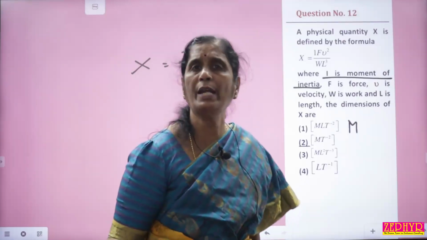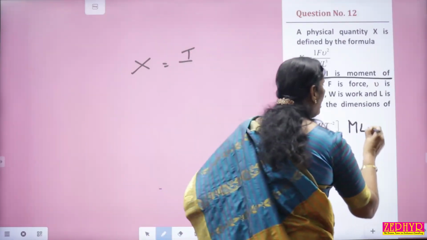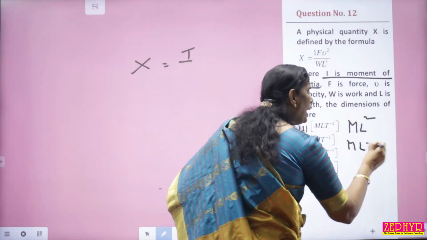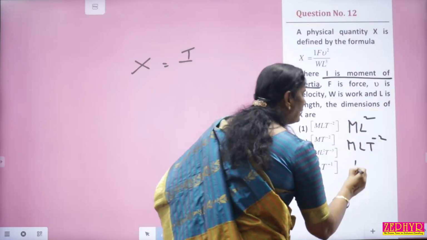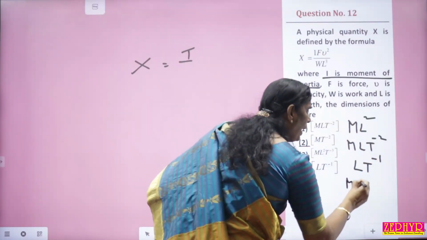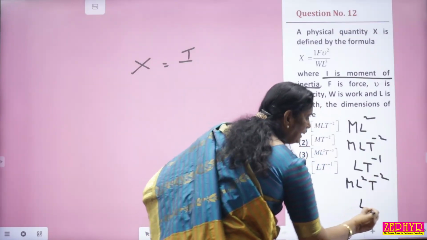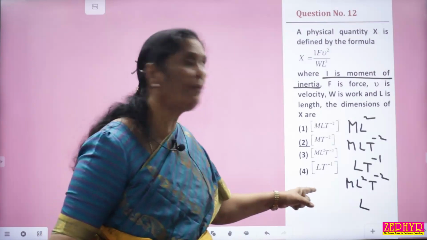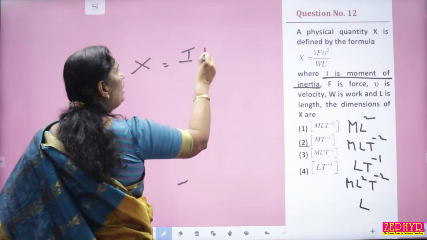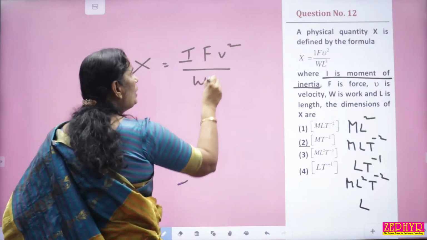Moment of inertia we will study in rotational dynamics. M r square, M into L square. Okay. Force, M L t raised to minus 2. Velocity, L into t raised to minus 1. Work, M L square t raised to minus 2. Length then. So these are all the dimensional formulas: I for moment of inertia, F for force, V for velocity, square by W into L cube.